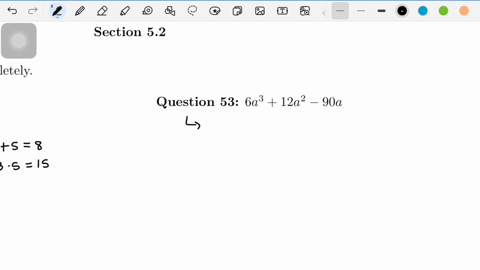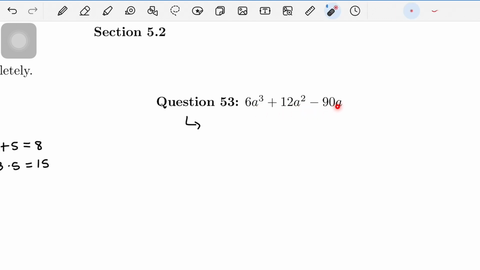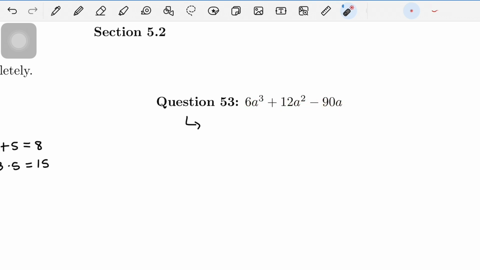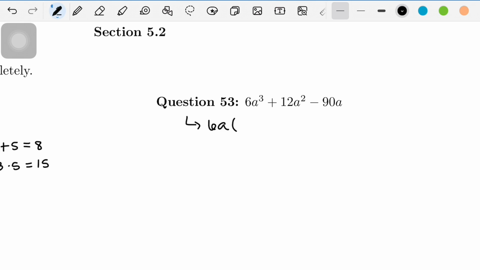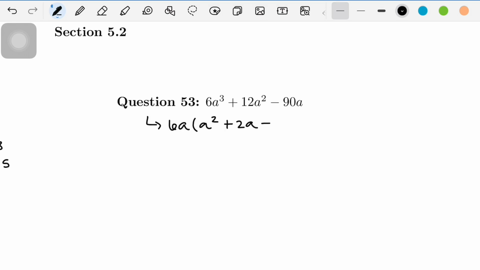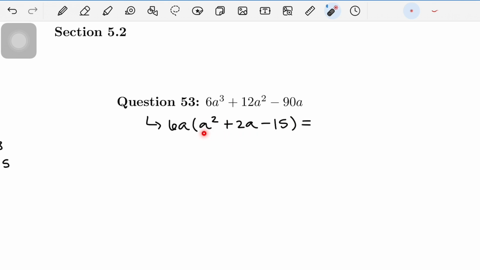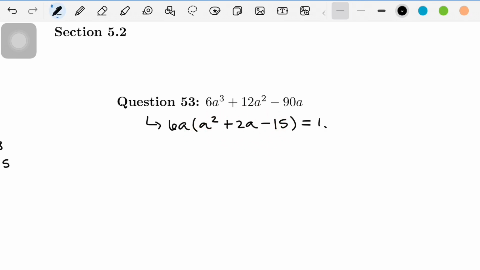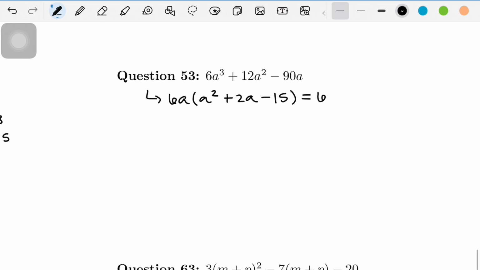So notice that each term shares a factor of a and a factor of 6. So we're going to pull that out. The resulting terms on the inside, we're going to have a squared plus 2a minus 15. So from here, all we need to do is factor the polynomial on the inside of these parentheses. So this 6a is going to stay on the outside.